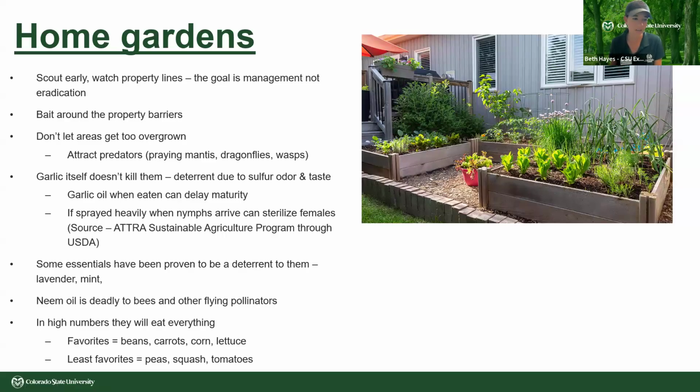The big takeaway that I hear all the time in home gardens is, if you put it into Google, it says, oh, just use garlic. Garlic kills them. No, it doesn't. That's a misnomer. Garlic itself doesn't kill them. It works best as a deterrent if you plant it because they don't like the sulfur or odor or taste.